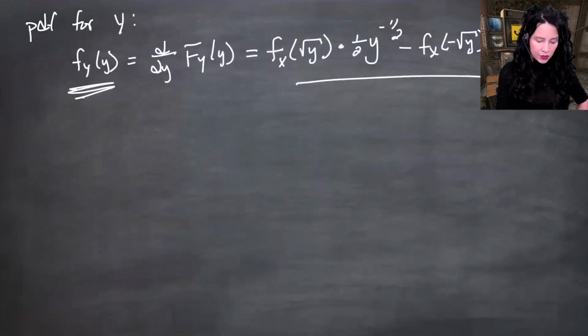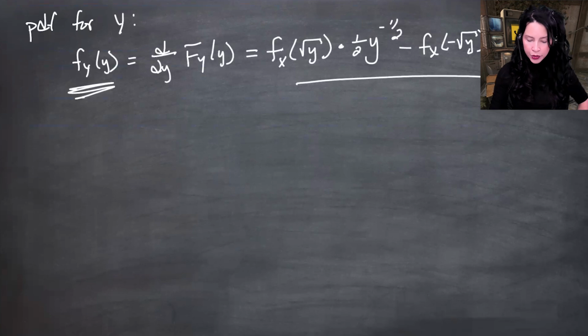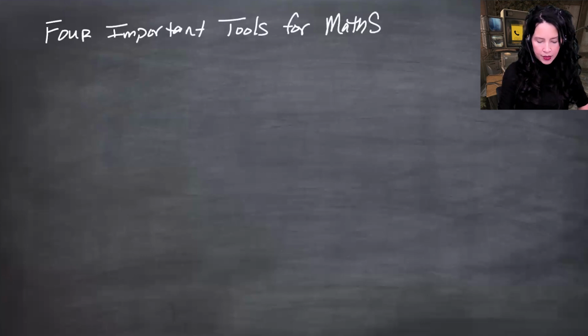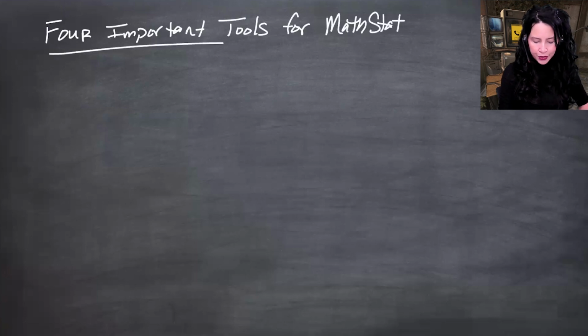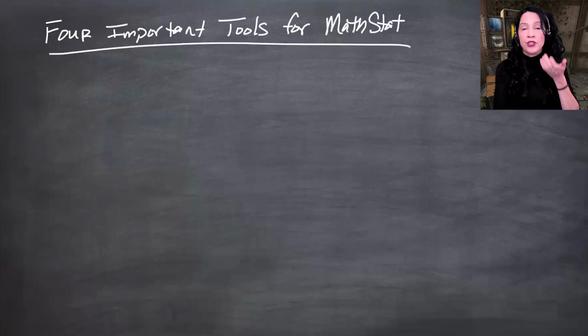Let's get back to our 4 important tools for mathematical statistics. It's been a while, so number 1 in a circle in a box was what we just did. It was finding the distribution of a transformation of a one-dimensional random variable. We also talked about the discrete case there, so we had number 1, A and B, discrete case and continuous case.